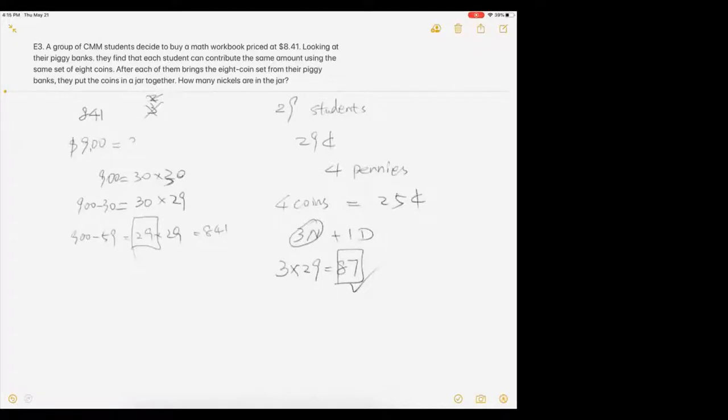Any other questions or comments on this? Okay, so for this problem, I would do something similar. When I look at 841 and this group of students, where each student pays the same money, I would say 841 must be equal to the number of students times the share of money. Okay, this is students, this is money.